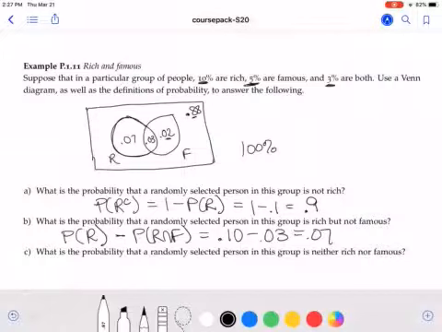But if we actually just look at the picture, I'm looking for the people who are rich but not famous, and those are going to be these people here. They're in the rich circle, but they're not overlapping with famous, and because we already filled out our Venn diagram, we can see that's 0.07.